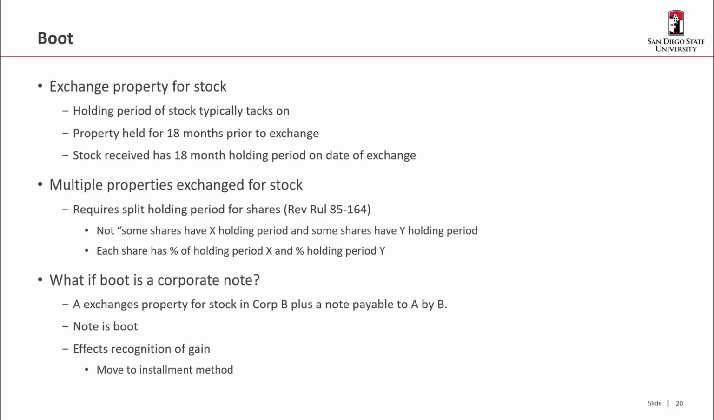Okay, so what if boot is a corporate note? So you exchange property for stock and you get a note payable back. That note is treated as boot. So this is one of the bad things, right? Even under like-kind exchange, because what happens is you would need to recognize gain. However, if the note is payable under terms, you can use the installment method to recognize the gain on that boot.